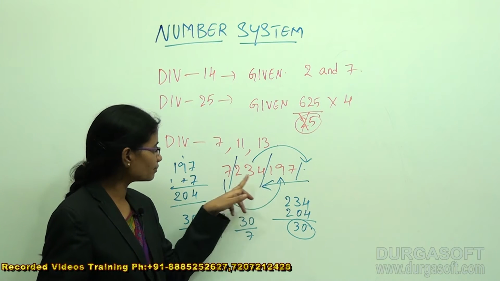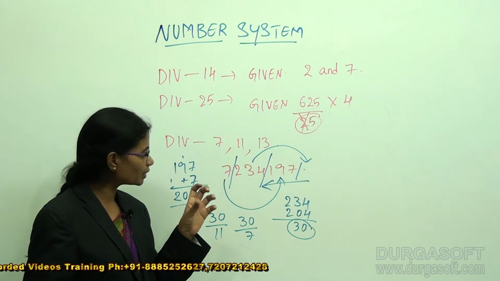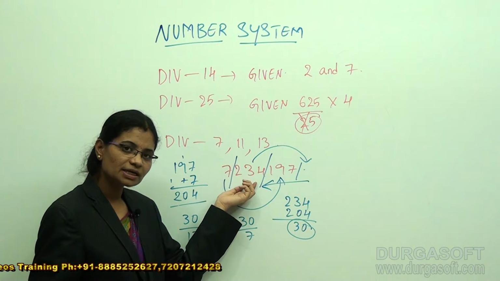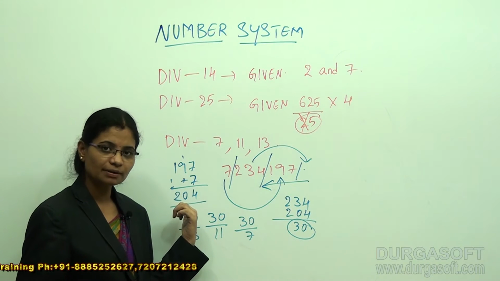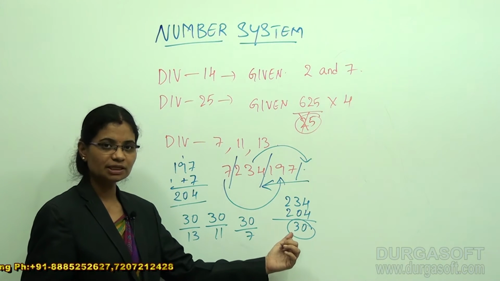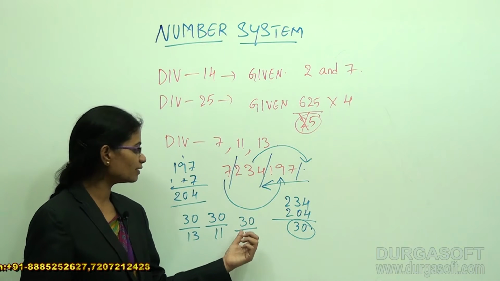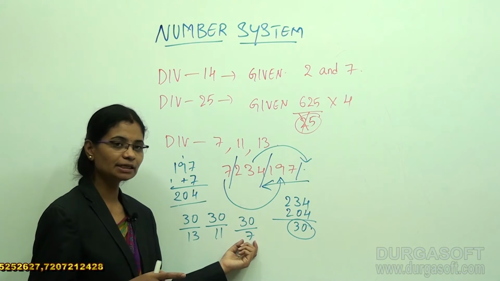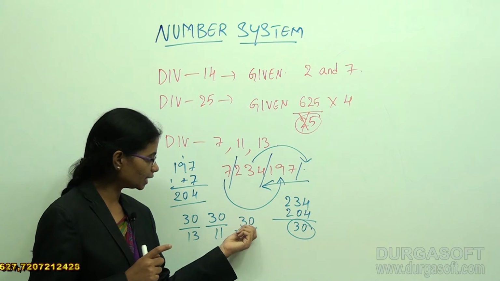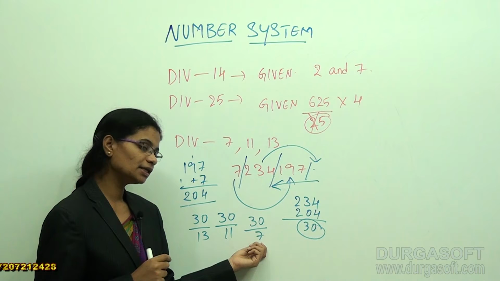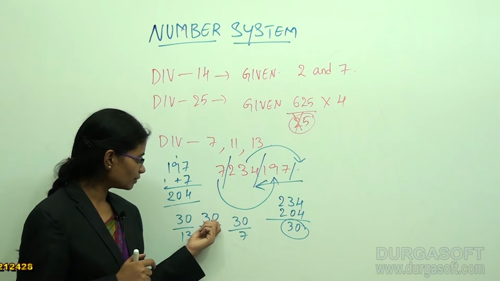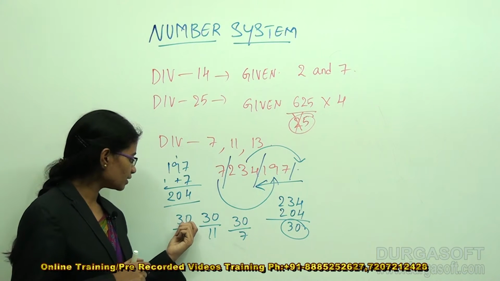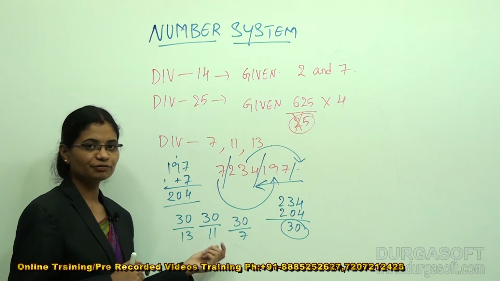I have taken this sum, and I am subtracting it from 234, the remaining compartment. After you subtract, whatever result you get should be divisible by 7 if you are checking divisibility by 7. That is, the 30 you got should be divisible by 7, then the number will be divisible by 7. Similarly, the number you get should be divisible by 11 if you are checking for 11, and divisible by 13 if you are checking for 13.